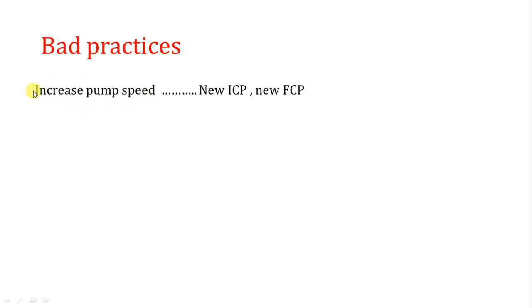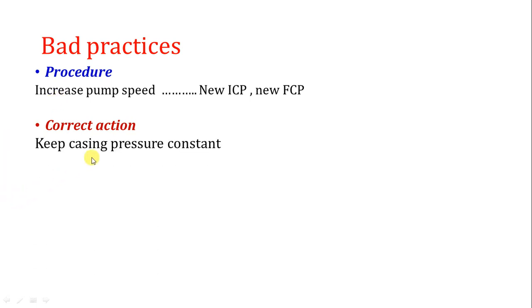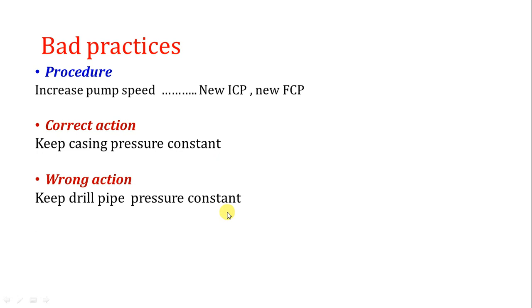Increasing pump speed, or a new stroke per minute, makes a new ICP and new FCP. This is the procedure. So the correct action while increasing pump speed, decreasing pump speed, or any pump change, is to keep casing pressure, or the last casing pressure, constant. The wrong action is to keep drill pipe pressure constant. So what is the effect on bottom hole?